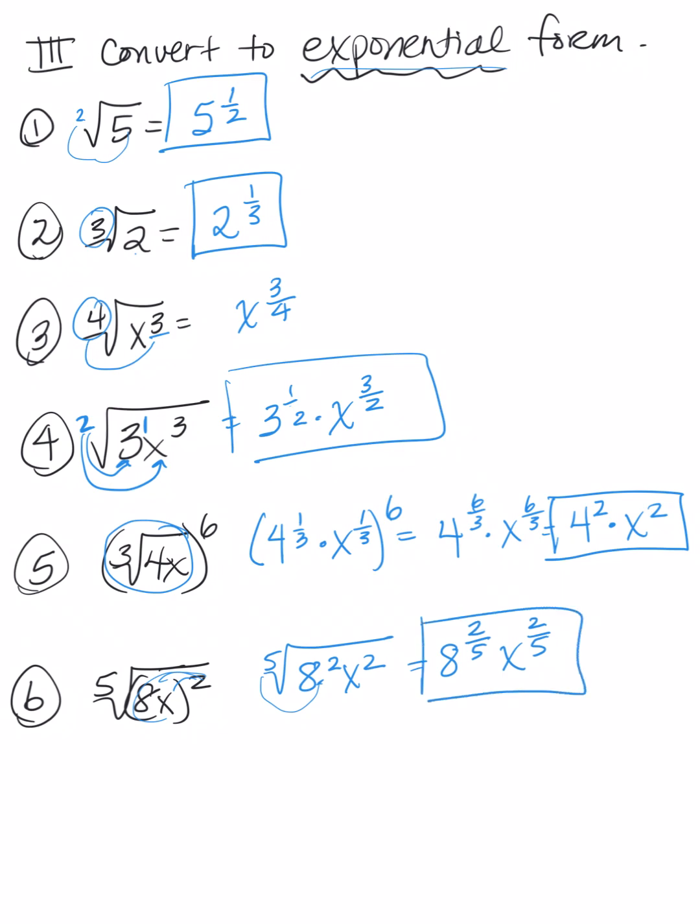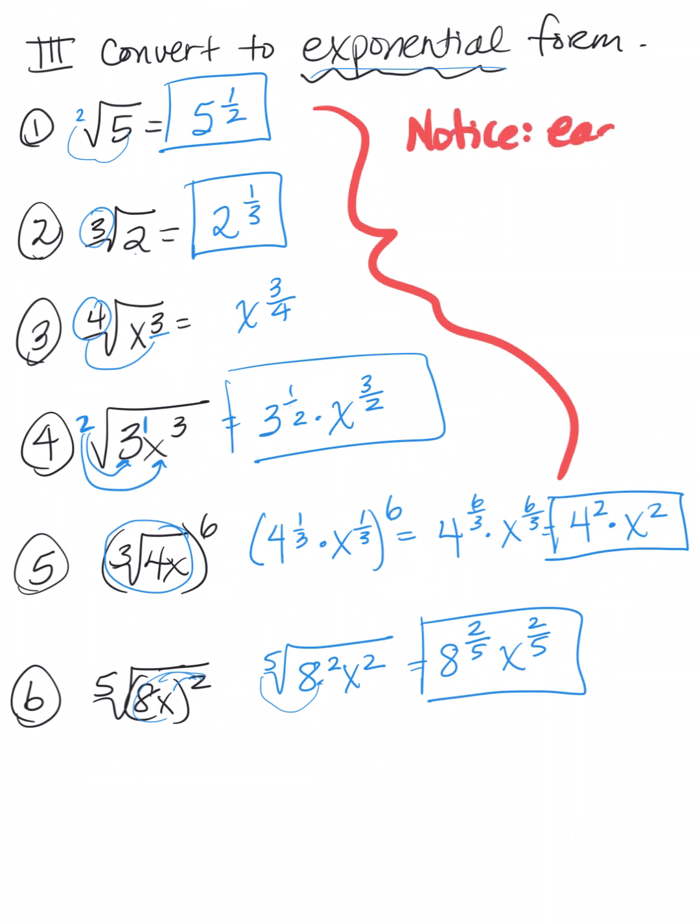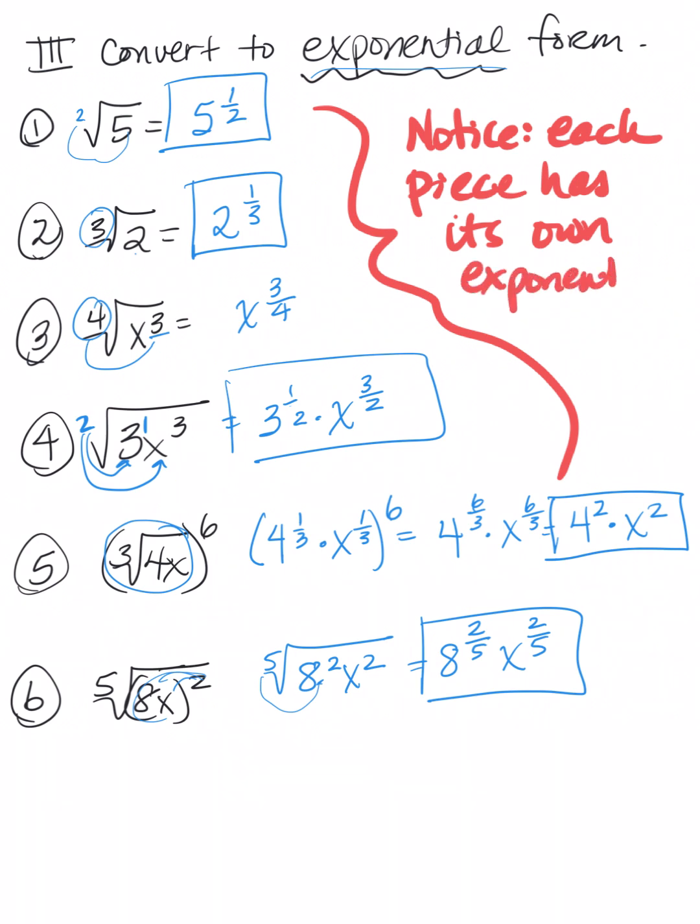All of them have an exponent. If you notice, on every one of these, each piece has its own exponent. Okay, and you want to always make sure to reduce it. Always reduce those exponents, okay?